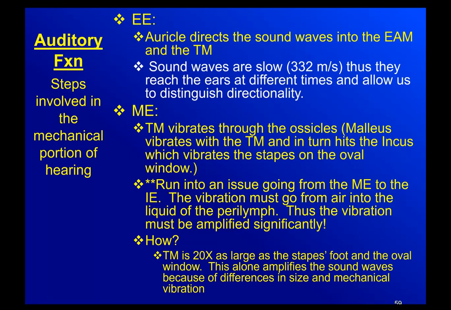In the middle ear, you've got that tympanic membrane vibrating from the external ear through the ossicles. The malleus vibrates with the tympanic membrane, and in turn, it hits the incus. The incus, in turn, vibrates the stapes on the oval window.